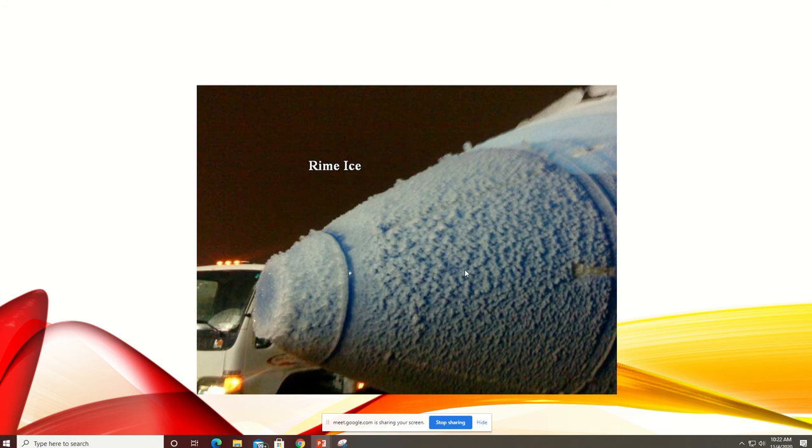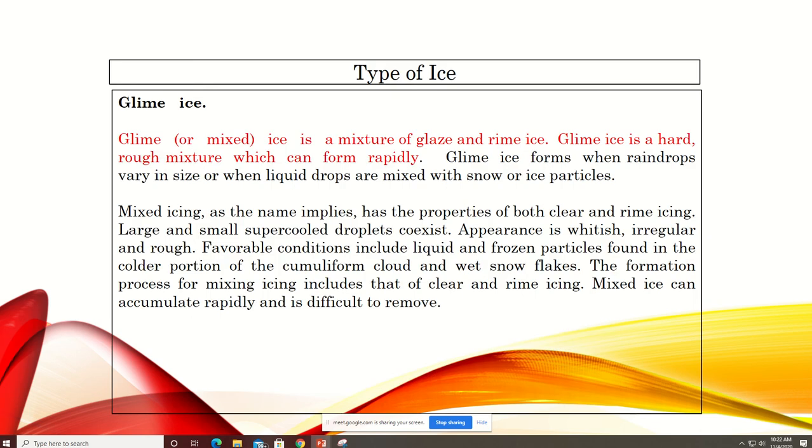Okay, rime ice. It's thinner than glaze. So we have another, the third one, glime. It's a mix of glaze and rime, so we call it glime. Glime is a hard, rough mixture which can form rapidly. Glime ice forms when raindrops vary in size or when liquid drops are mixed with snow or ice particles.